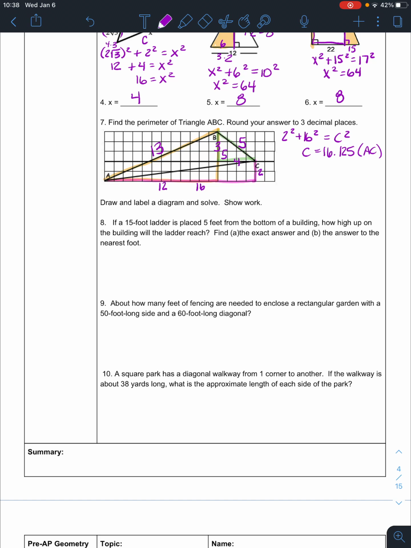Right? That's how long AC is. But I asked for the perimeter of the triangle. So if I take that 16 for AC and add the 13 and the 5, so add in another 18, I get that the perimeter of the triangle is 34.125. You can see this would be a whole lot more work if you had to do Pythagorean theorem if you didn't recognize the triples.